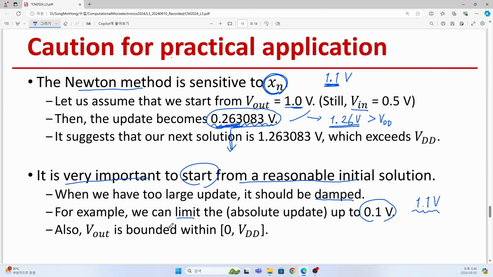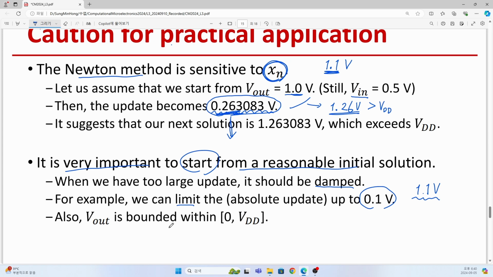Also, when a certain update overshoots the reasonable range from 0 to VDD, then it is just brought back within this range. For example, if you have minus 0.05 volt as the update of your solution, then without any further consideration, you can just switch it back to 0 volt. Yes, this is just a safeguard for our Newton iterations.